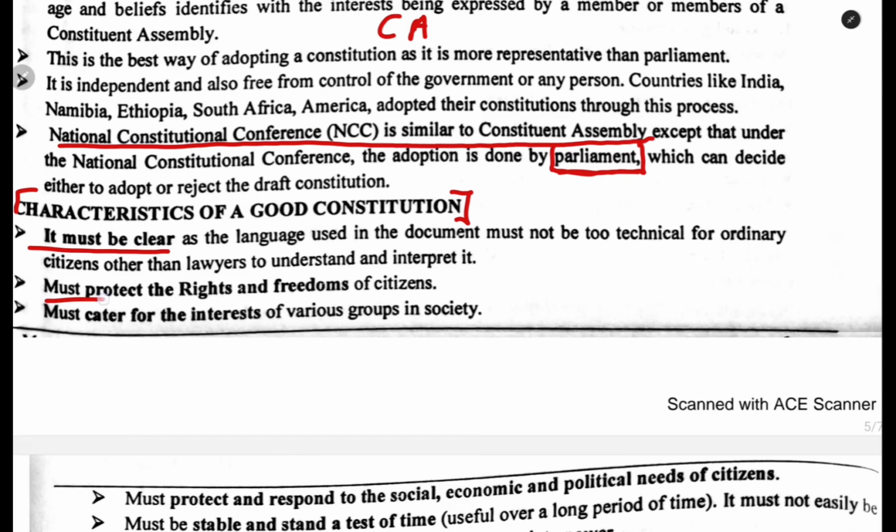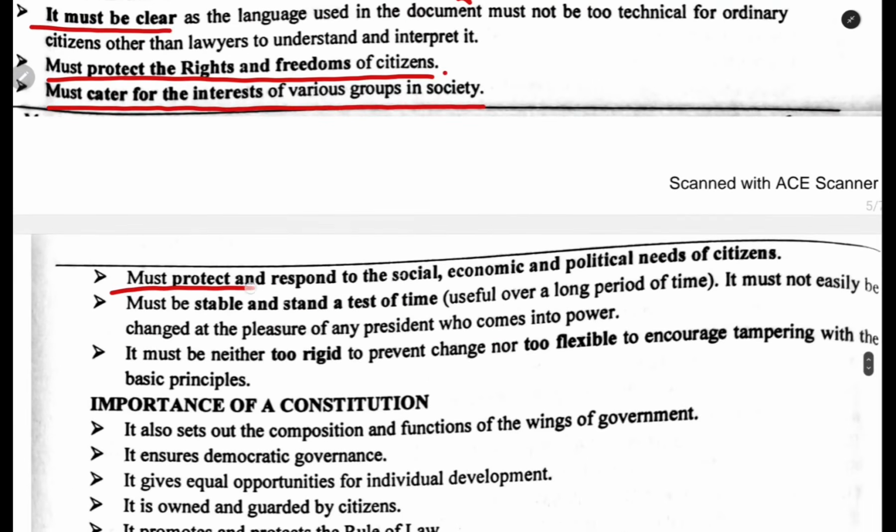Then it must protect the rights and freedom of the citizens. That is what the Constitution should do. It must serve the interests of the citizens, and must cater for the interests of various groups in society. People with different color, social status, and all that must be catered for in this Constitution. It must also respond to the social, economic, and political needs of citizens.